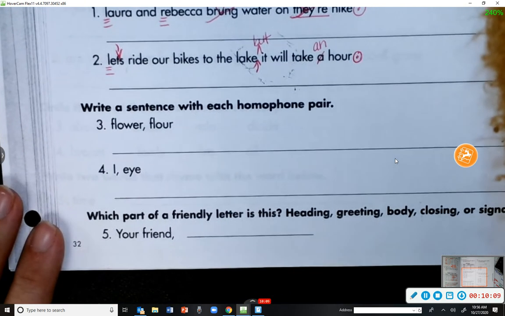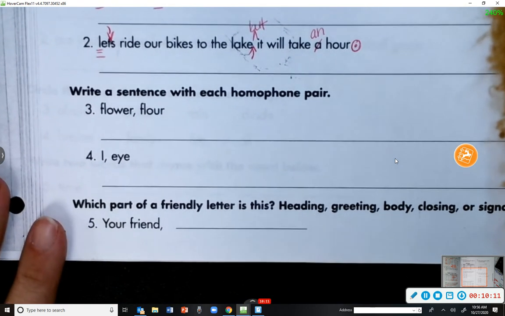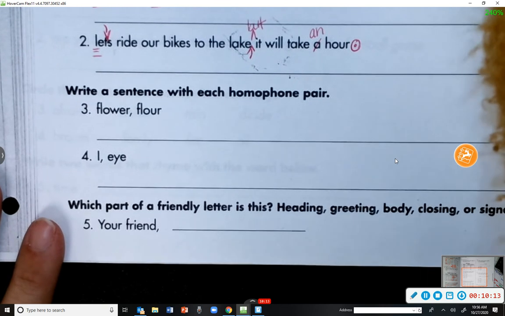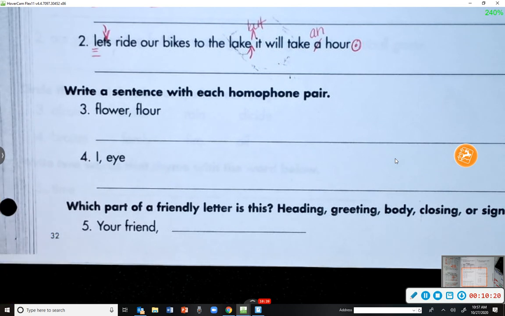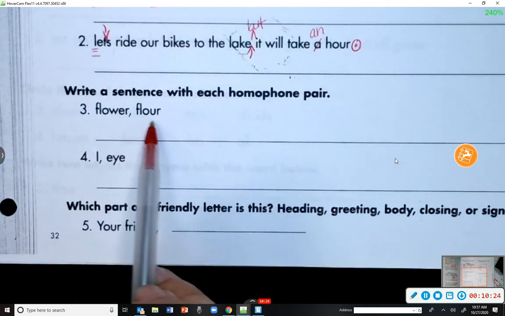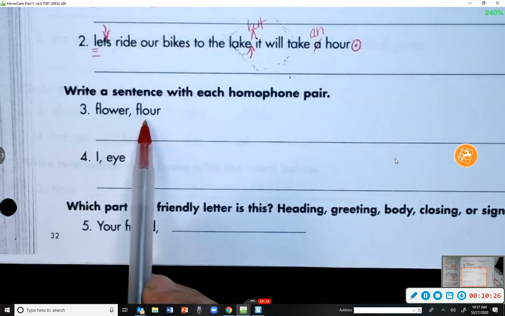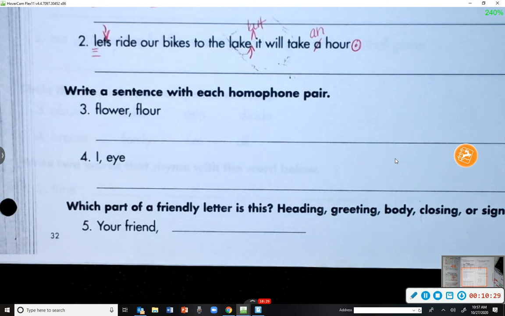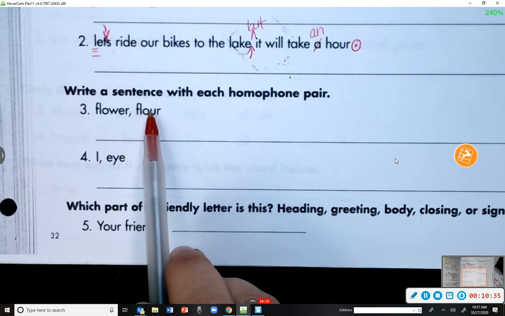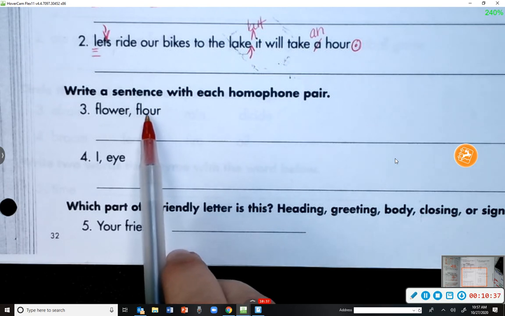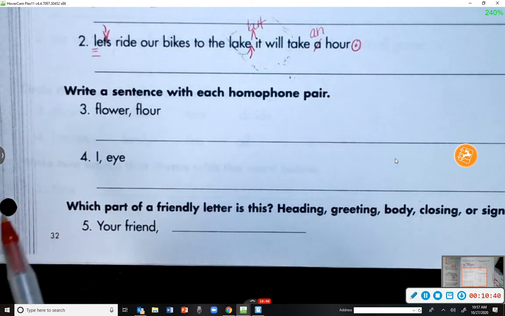Moving through this a little bit quicker than I would like because we are about to go to lunch. So let's go ahead and finish these last 3 questions real quick. You had to write a sentence with each homophone pair. A homophone means they sound the same but are spelled differently. Flower and flour. It's talking about 2 different types of flour. This is the flower we pick, and this is the flour that we cook with.